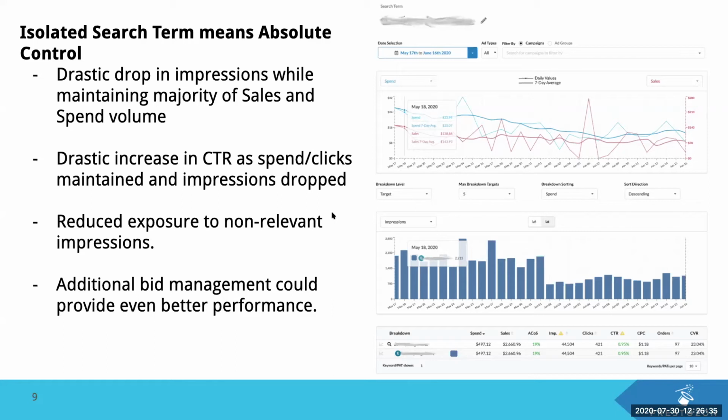Hopping back into this example, when you have a higher bid, you're going to reach more people and get more impressions, but those impressions aren't necessarily strong, and they're not necessarily relevant. This really highlights that: you cut your impressions in half, really more than in half, and yet you're still maintaining your sales and spend level.